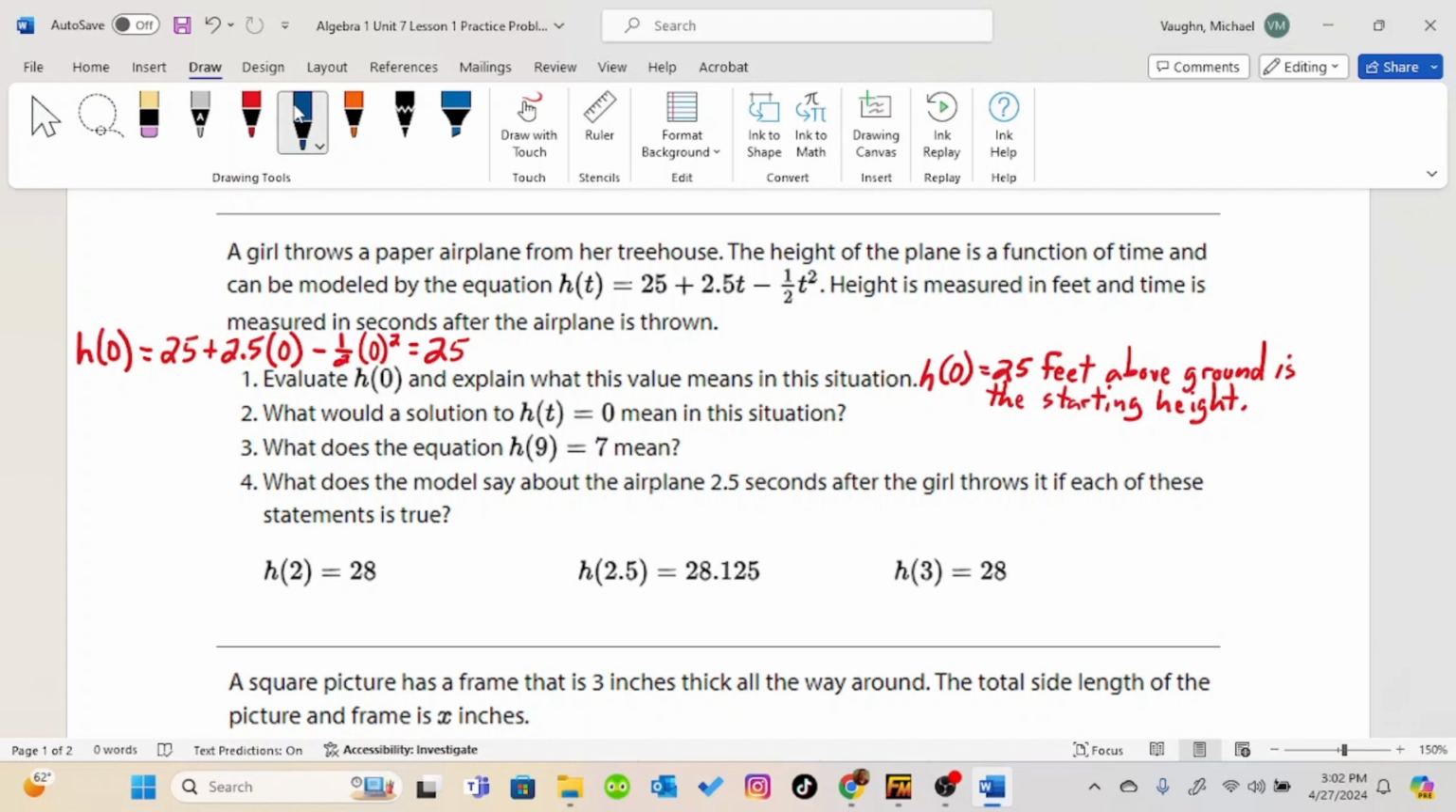Number 2, what would a solution to h of t equals 0 mean in this situation? So they are not asking us to find t right now. They're just asking us what it would mean. So 0 would be 0 feet above the ground, so this would be the x-intercept. The x-intercept would be the time at which the paper airplane landed on the ground.